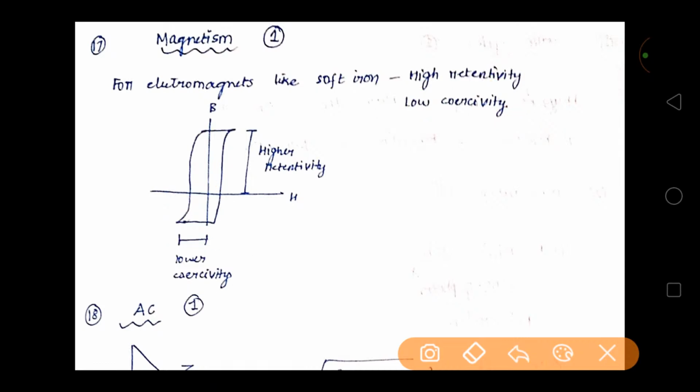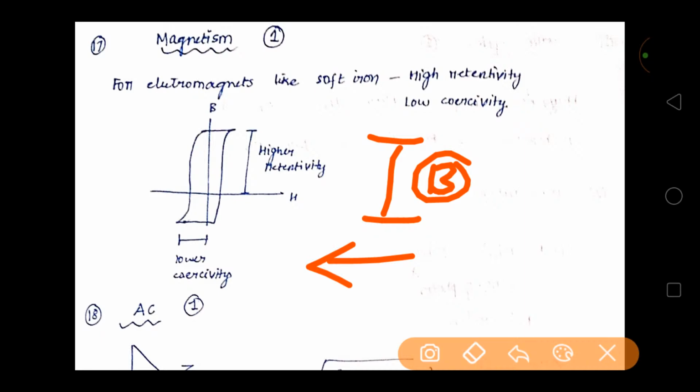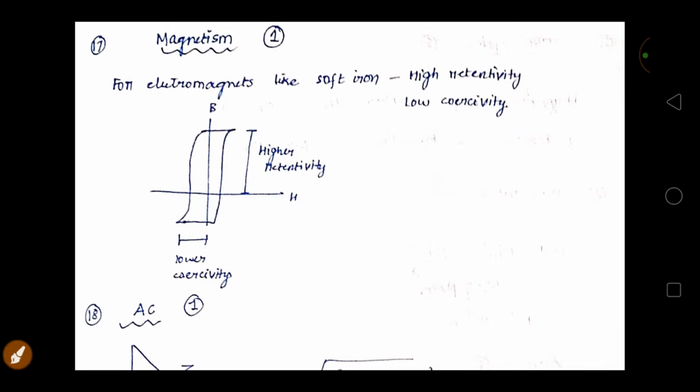What is retentivity? Even after demagnetizing it, it holds some magnetic field for some time. Then you have to reverse the magnetic field, and you have to apply a very small reverse magnetic field to demagnetize it easily. That is coercivity. So you have to apply a very small magnetic field to demagnetize it. So even after making H 0, B exists. That is the retentivity.